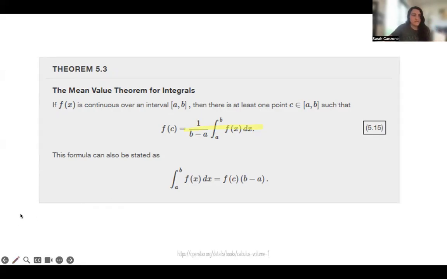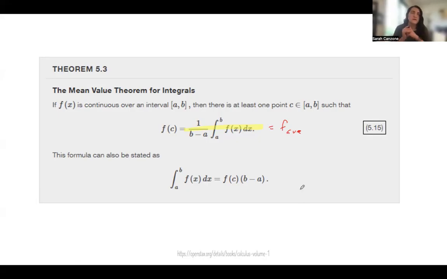This formula, if you recall from the last lecture, is what we called the average value. This was the average integral when we were computing the value. So this is just another way of looking at it. Now we have an official name: the mean value theorem for integrals.